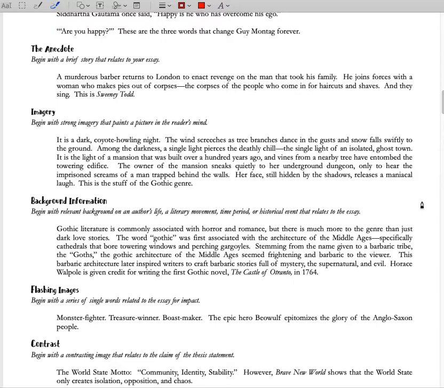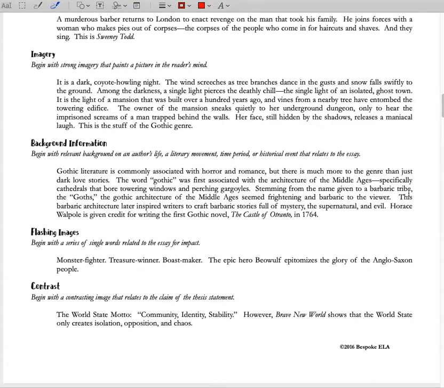You can also have background information, which begins with relevant background on an author's life, a literary movement, a time period, or historical event that relates to the essay.